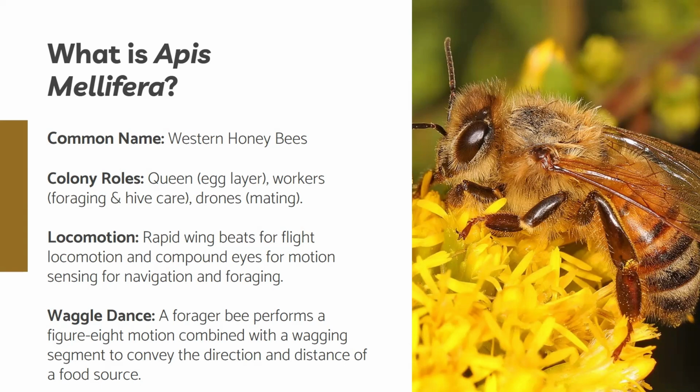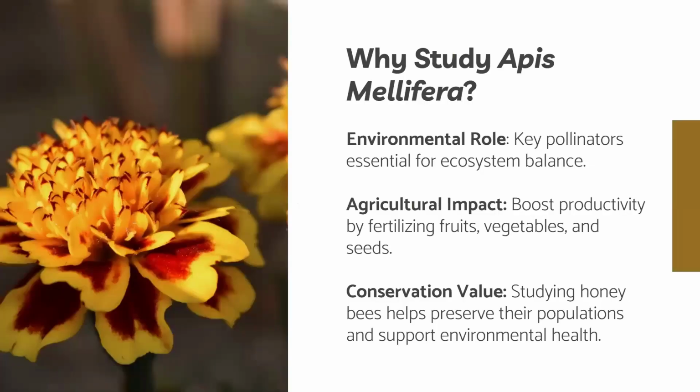So today we're going to be focusing on the foragers. The foragers are going to go out and find the resources and bring them back to the hive. And when they bring them back to the hive, they're going to perform this waggle dance to let the other worker bees know where and how far the resources are. So a forager bee is going to perform a figure eight motion combined with wagging to convey the direction and distance of a food source.